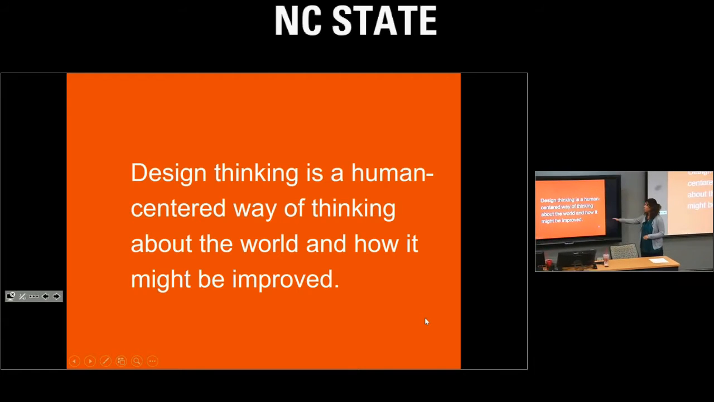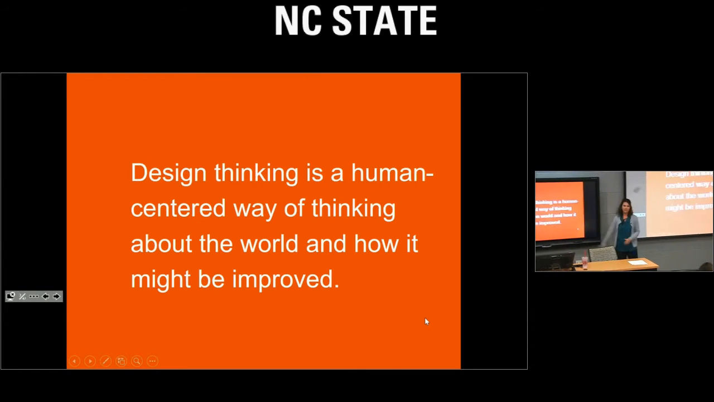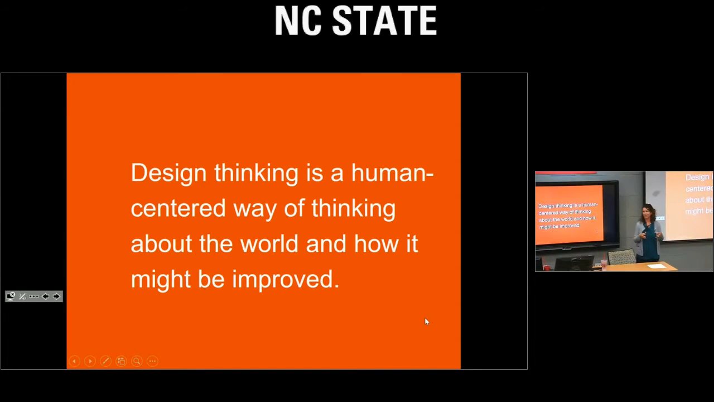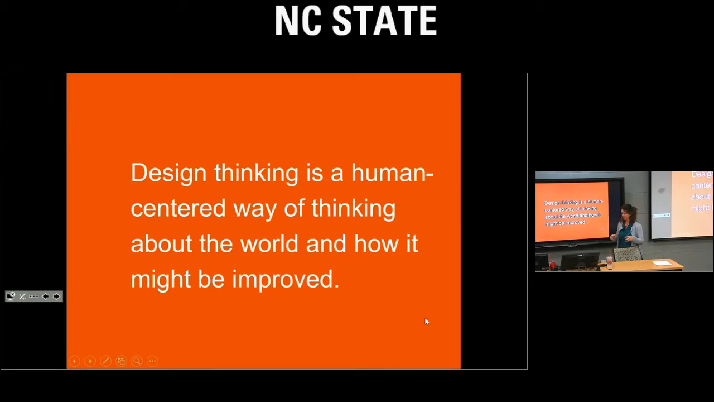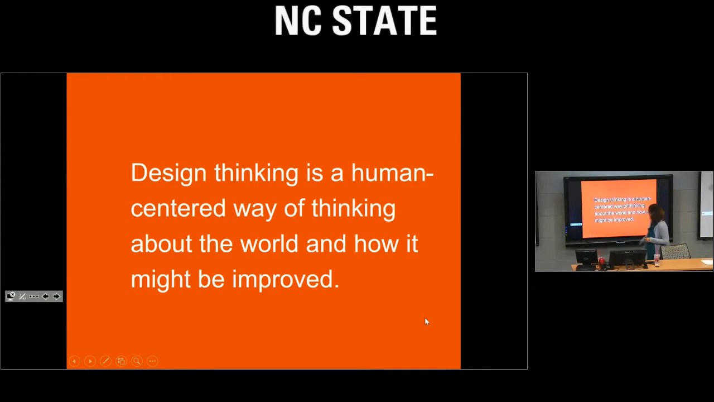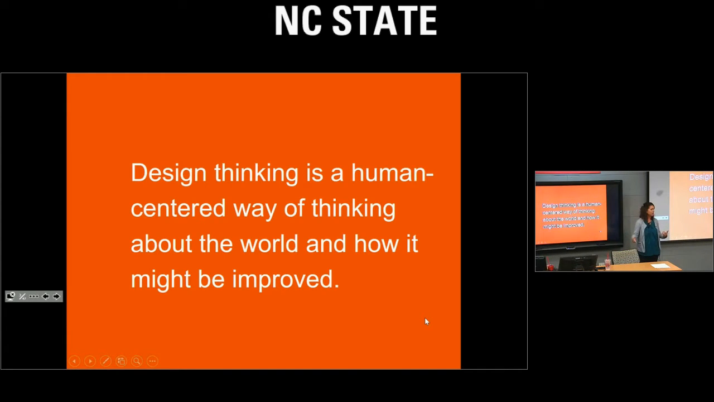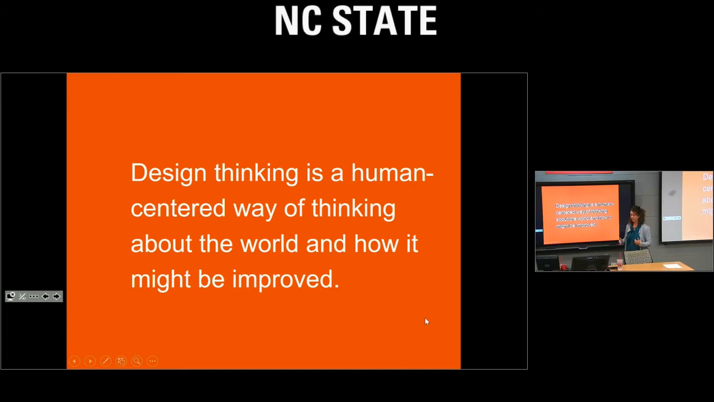One of the most important things to know about design thinking is it's human-centered. That might seem obvious, but for a long time, designers didn't necessarily put humans and their needs and wants and uses at the center of their design problems or design process. It's a way of thinking about the world and how it might be improved. Design thinking is about trying to improve things, make things better.